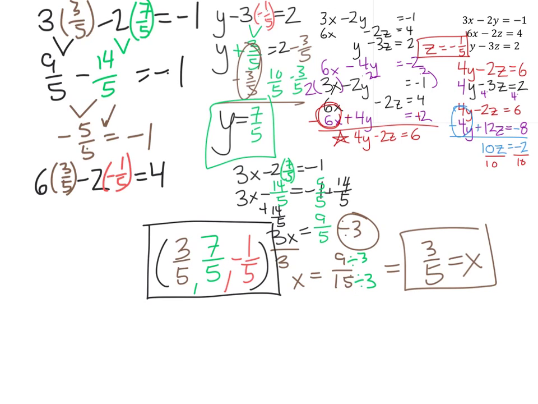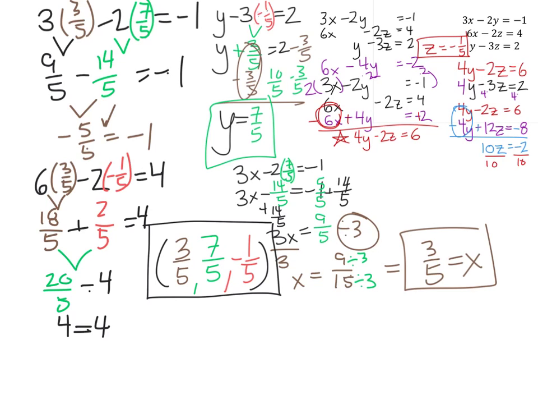Alright, and this is the second equation. 6x minus 2z equals 4. So when we multiply these two, we get 18/5. And then we would have what would end up being a positive 2/5, and this of course needs to equal 4, right? So since we have common denominators, when we combine these we get 20/5 equals 4, and 20 divided by 5 actually is 4, so this one checks off as well. So between these first two equations, the first two check off.